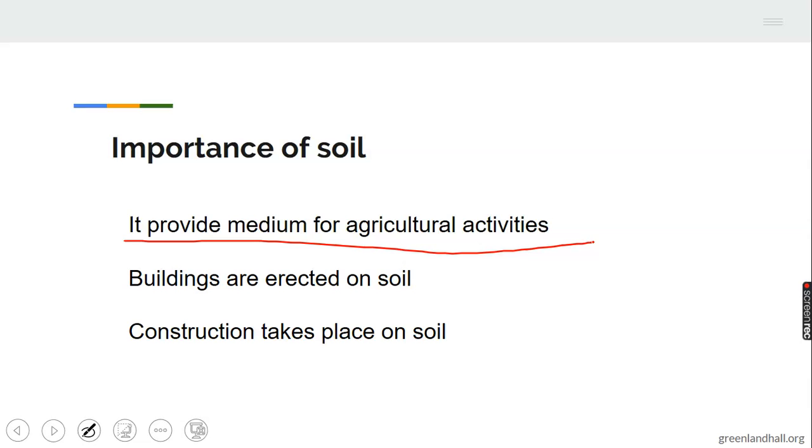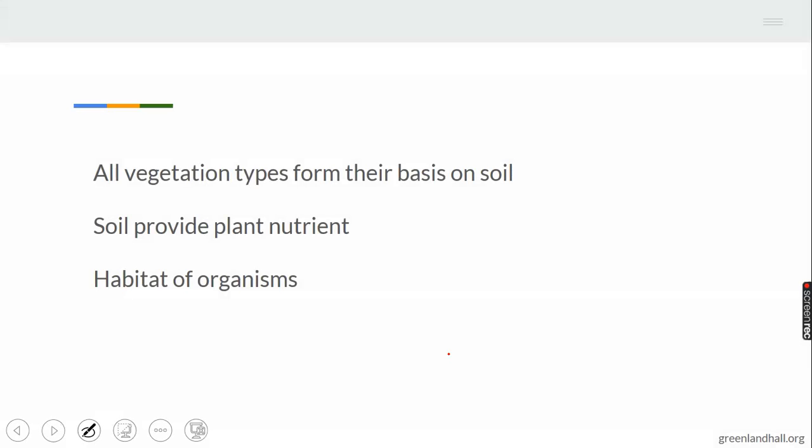Buildings are erected on soil. Construction takes place on soil. All vegetation types form their basis on soil. Soil provides nutrients for plant growth, or it provides plant nutrients generally. It is the habitat of all living organisms. Living organisms are found on soil as well.